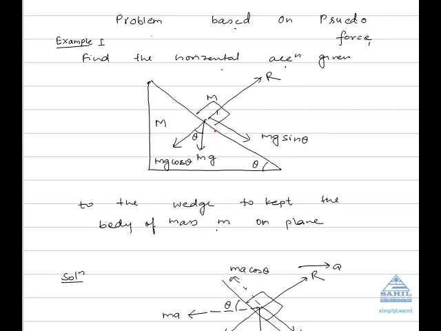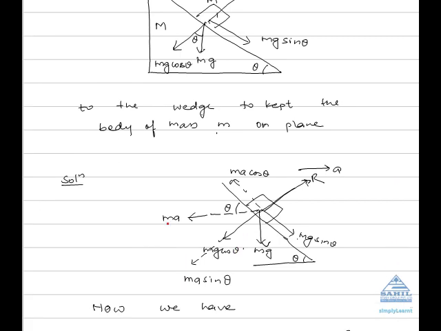Now let's draw the free body diagram. Weight of the body is acting vertically downward. Normal reaction is perpendicular to the plane. Mg sin theta is along the direction of the plane, downward. And the whole system is accelerated along A, that is, mass into acceleration acting opposite to that direction, which is pseudo force. The angle theta and this angle are equal, hence we say ma cos theta is opposite to the direction of mg sin theta, and ma sin theta is along the direction of mg cos theta.